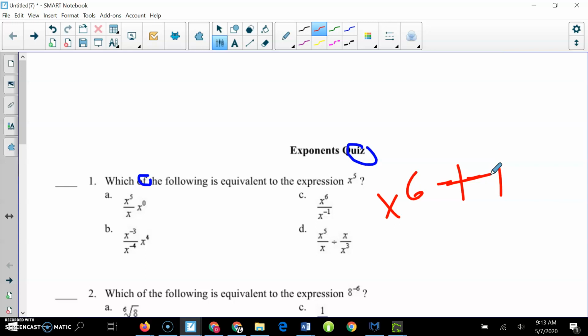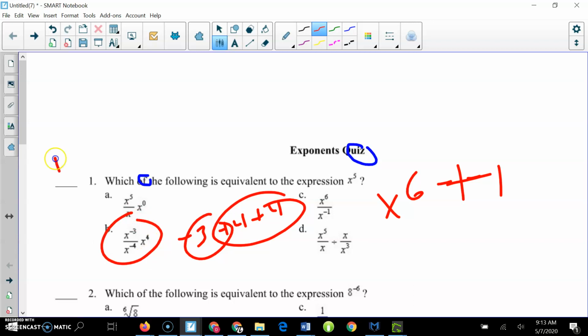We have -3 minus 4 plus 4. That's going to be 8 minus 3. That's 5. Yep. So that will be B.